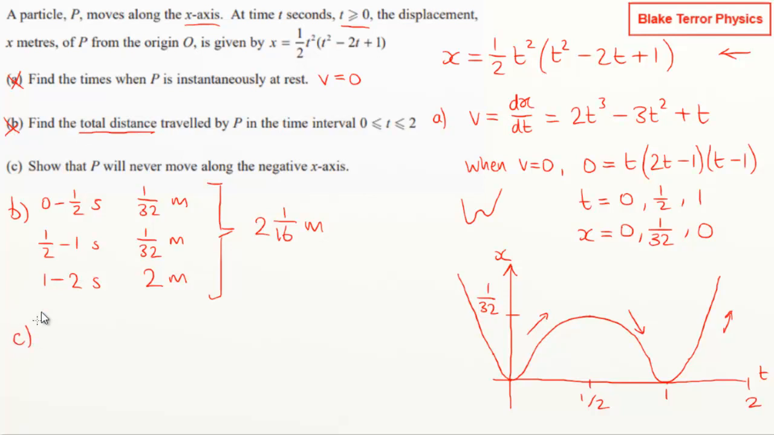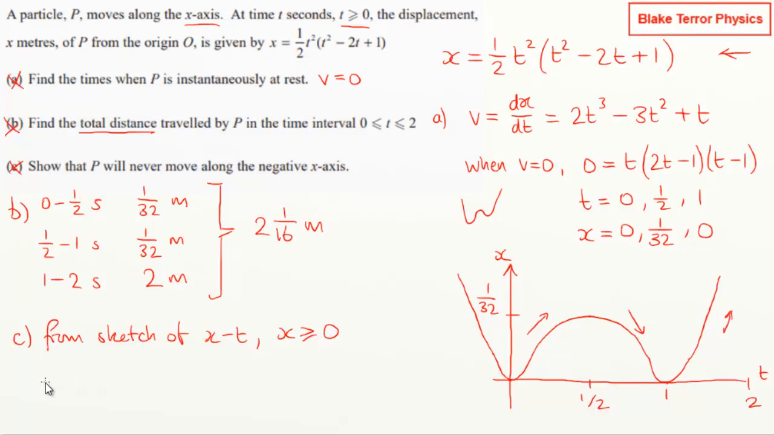And then for C, show that P will never move along the negative x-axis. Well, actually, our graph does that. Our graph is showing us here. So we can say, yeah, from the sketch of x versus t, we can see that x is always greater than or equal to 0. And that's for all time, not just for positive time. So that must show up then in our actual x function. We must be able to write this out.